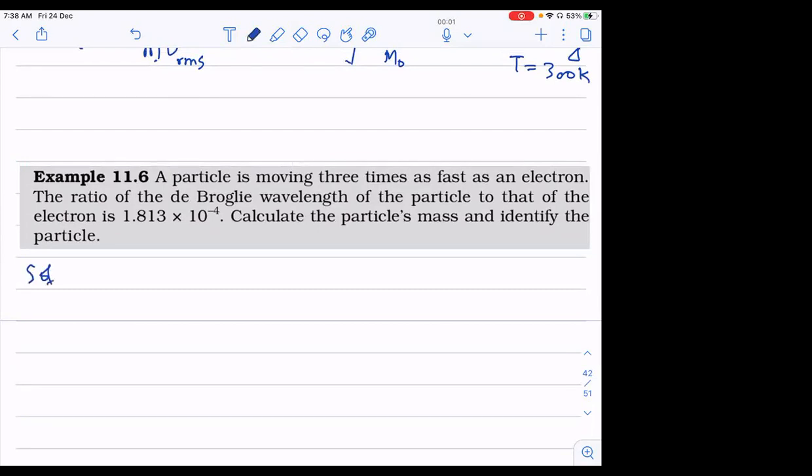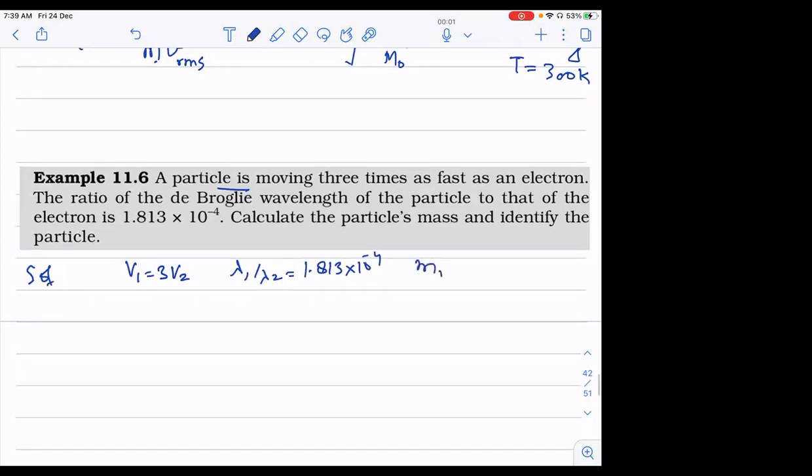V1, कौन सा फार्मूला? Particle is moving. Particle को V1 लेते हैं, 3 times faster of electron. Electron को V2 लेते हैं ना. The ratio of de Broglie wavelength of particle, lambda 1 by lambda 2 is 1.813 into 10 to the power minus 4. Calculate the particle's mass. M1 निकालना है.